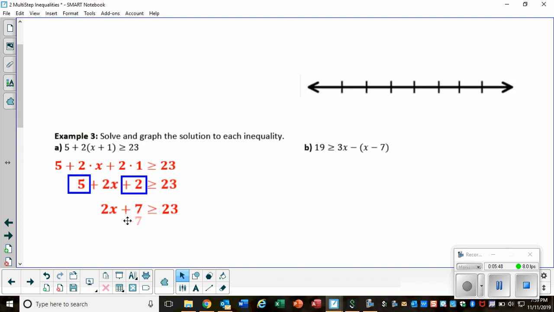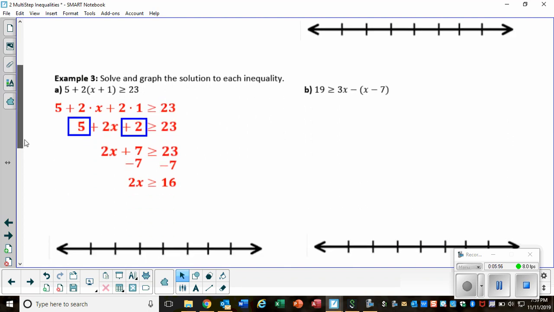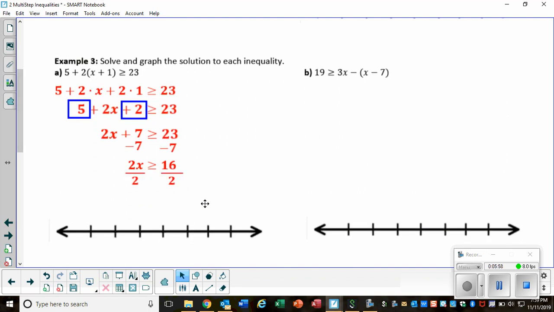And now I just go ahead and solve. I subtract 7, I get 2x is greater than or equal to 16. Divide both sides by 2, and because I'm dividing by a positive, I don't need to flip my sign. I get x is greater than or equal to 8. So on my graph, I go to the 8, I'm going to put a closed circle on it because I am equal to, and I'm going to point to everything greater than 8.